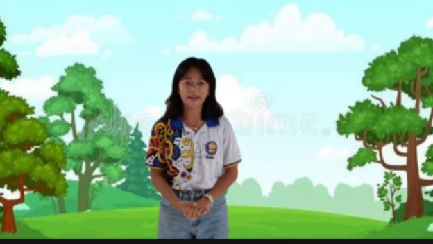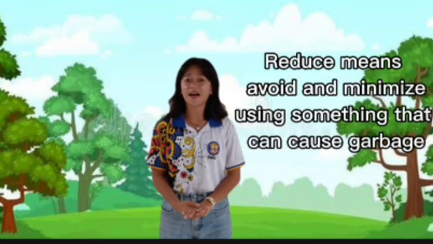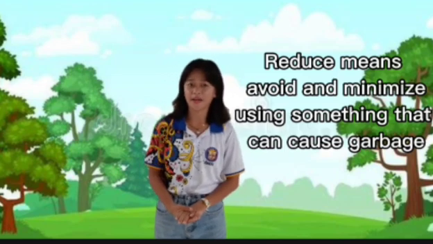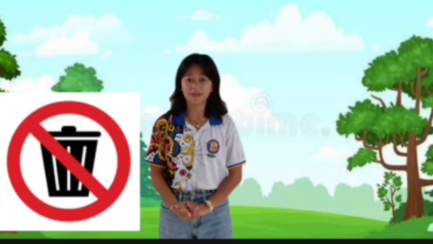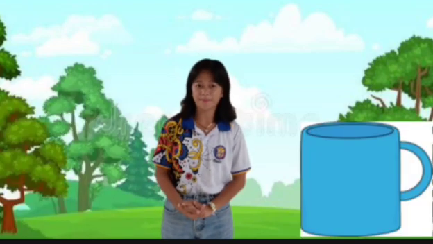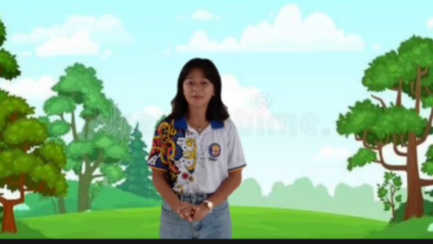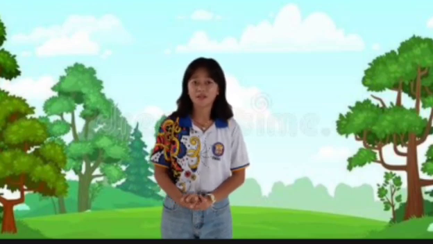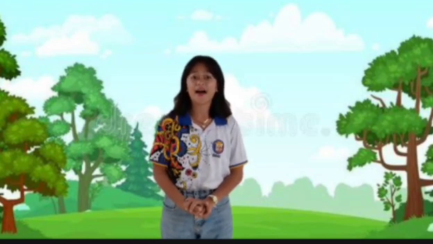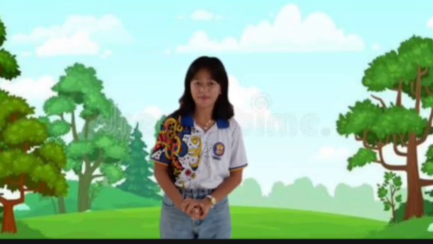Why? Because reduce means to avoid or minimize using something that can cause garbage. For example, instead of using a disposable cup, it is better to use a reusable cup, because a disposable cup will be thrown away after using it, while the reusable cup will remain usable and not add to the waste.